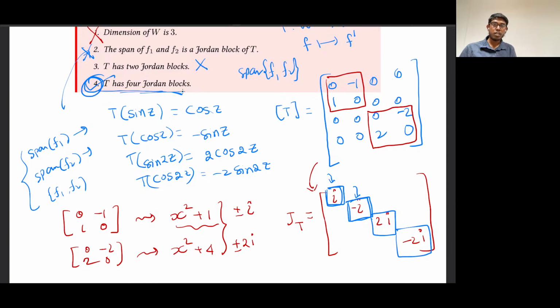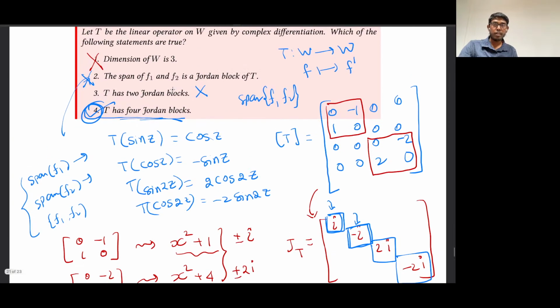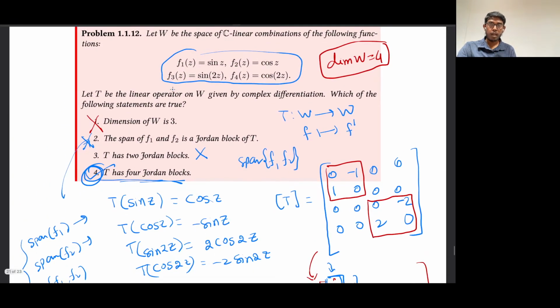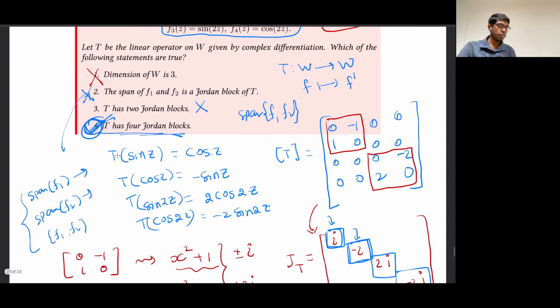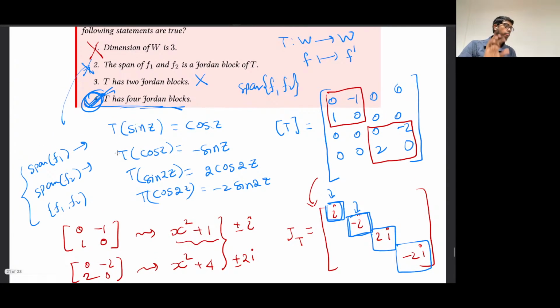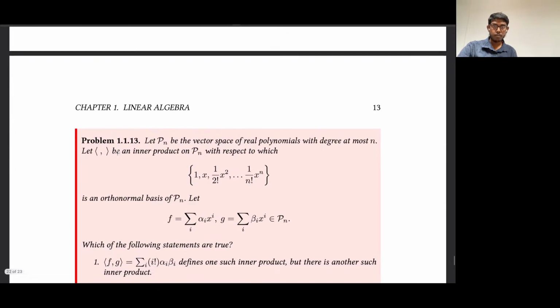I don't know what the answer key is. As I told, I don't know after the 11th what the answer was. But yeah, the right option will be the fourth one. Okay, so is there any doubt, or can we proceed to the next problem? Okay, so let's proceed to the next problem.